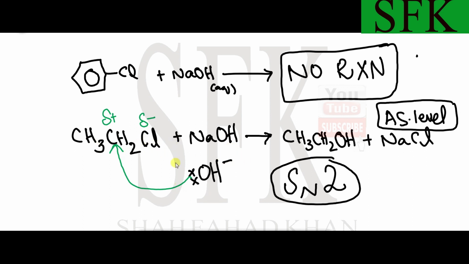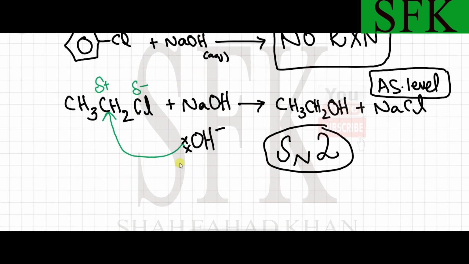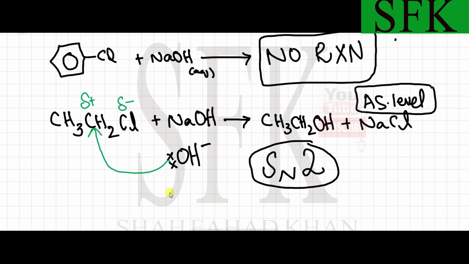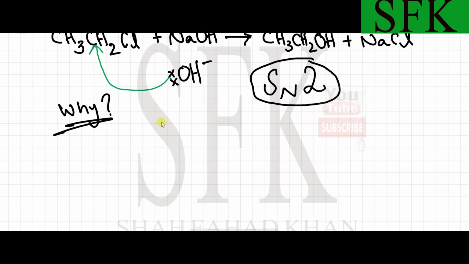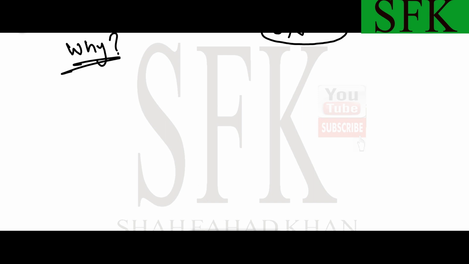Now, how did this nucleophilic substitution reaction occur in the alkyl halide but is not possible in chlorobenzene? Why is this reaction not possible? This is important. The why is important. To see why, we are gonna need to look at the structure of chlorobenzene in a bit more detail.